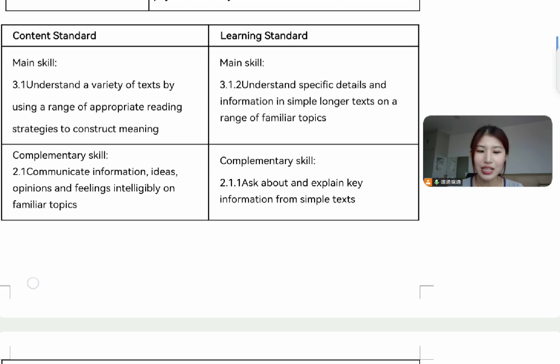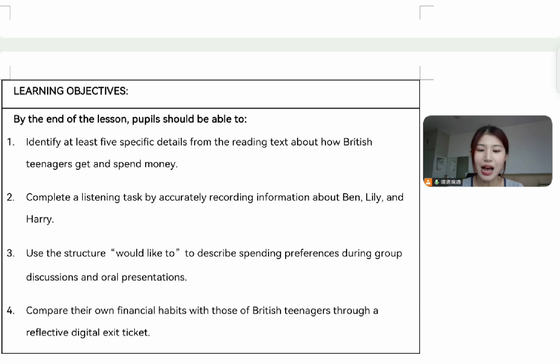By the end of the lesson, students should be able to, first, identify at least 5 specific details from the reading text about how British teenagers get and spend money. Second, complete a listening task by recording information accurately. Third, use the target structure would like to during group discussions and oral presentations. Finally, compare their own financial habits with those of British teenagers through reflective learning activities. These objectives are carefully aligned with the lesson activities and assessment tasks.